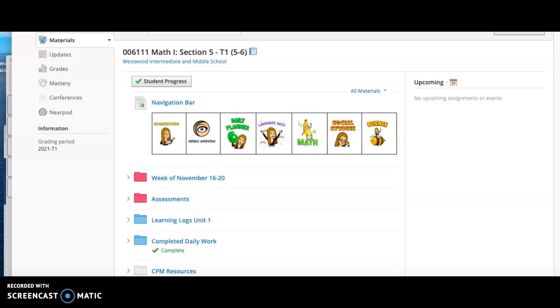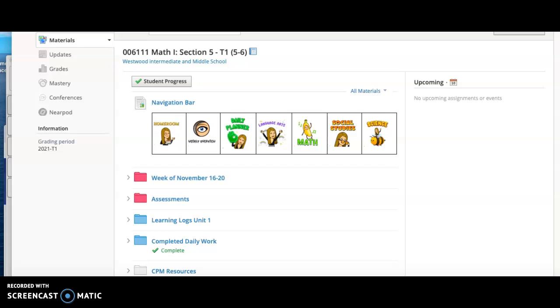It is important to be able to understand how to check for missing work and how to check for your grades in Schoology. Many students are still confused about this. Let's take a look at somebody's course here. This is our math course, and this is a student's math course, so you can see that you are not able to see above, but this is the math course.